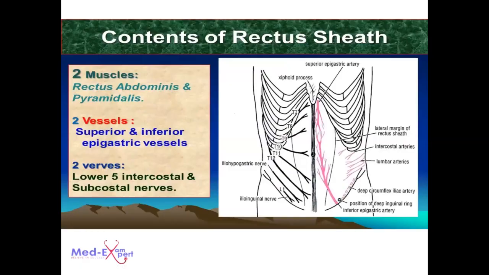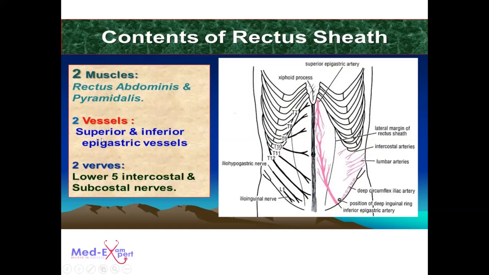Now it's crucial to know this point, because it is very, very important and you can be asked about it in the exam: the contents of the rectus sheath. You can divide them into 2, 2, 2, which is easy to remember: 2 muscles, 2 vessels, and 2 nerves. The 2 muscles are the rectus abdominis muscle plus the pyramidalis muscle, a small triangular muscle down and anterior to the rectus abdominis muscle.